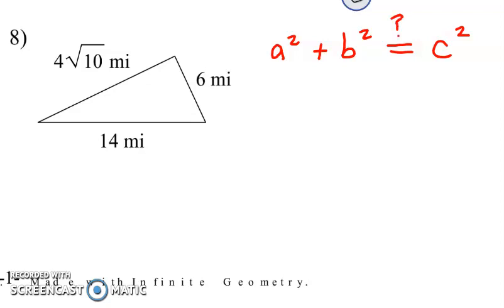If it's not true, if one side is larger, for example, if this side is larger, the triangle must be acute. If this side ends up being larger, then it's going to be obtuse.